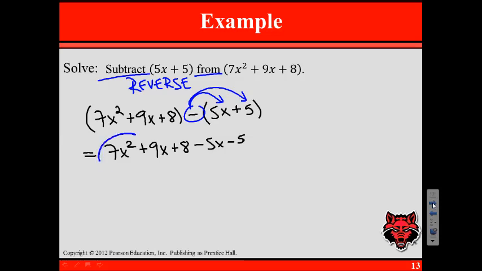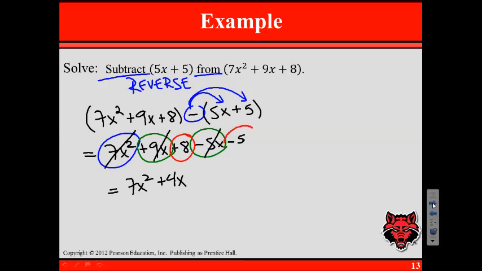Starting with the first term, we have a 7x squared. No other term has an x squared, so we copy that to the next line. The next available term is 9x. The next term with an x is minus 5x. So we combine those. 9 minus 5 is a positive 4, and the variable stays the same. The next available term is 8. That is a constant term. So is minus 5, or negative 5. 8 minus 5 is a positive 3.